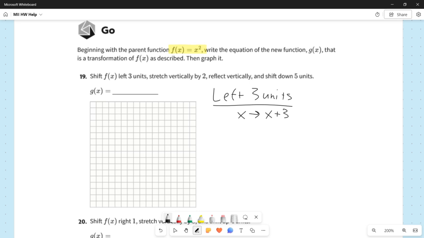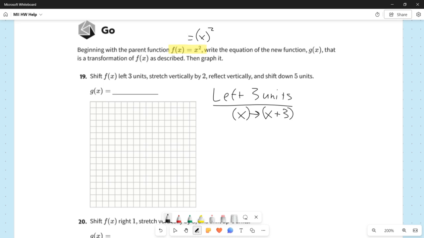And specifically, you want to treat it as though it's inside parentheses. So in the parent function, notice that there are no parentheses on the right-hand side of the equal sign. It's just x squared. Now, we could write this as parentheses x squared, and we wouldn't change anything.